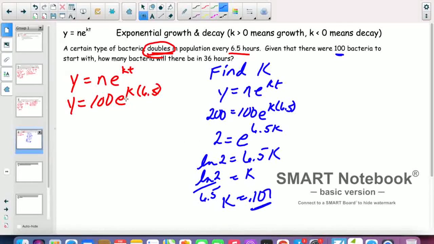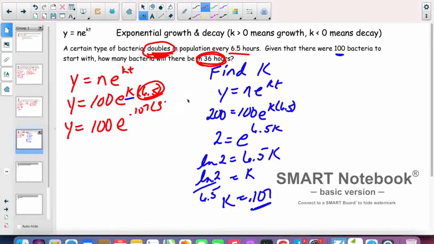I can put that in for k here. So I've got y equals 100 times e, k is now 0.107. And then be careful here. This 6.5 was for the doubling of the amount. They want to know how many bacteria there will be in 36 hours. So see, if you don't replace that 6.5 with the 36, you'll get that wrong because you're not accounting for what they've asked for. So I'm going to put this into Desmos.